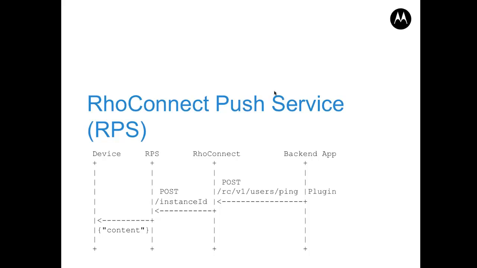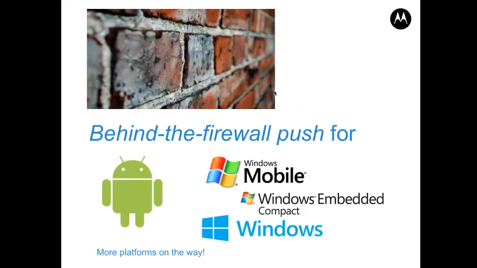So the RhoConnect Push service was created to solve this problem. You can basically run a very lightweight service along with your RhoConnect application. It is a separate server that runs on a different port, but what it does is it'll facilitate sending push messages to a RhoConnect Push client. And currently we support Android, Windows Mobile, Windows CE, and Windows. We do have other platforms on the way.